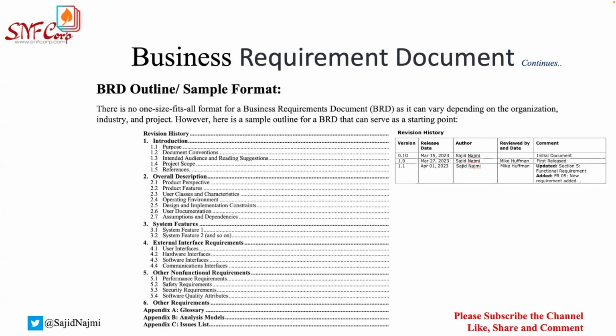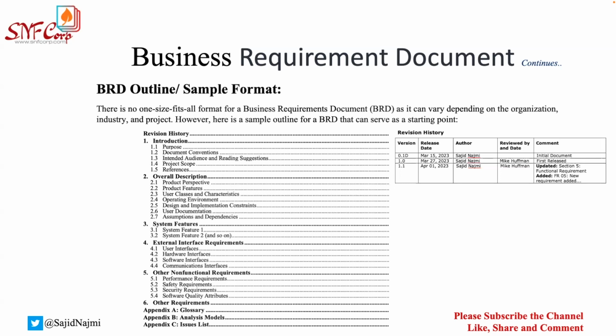So the initial document is 0.1D I've written. That was released on March 15, or probably March 15 I started working. Who started working? It's me. I've written my name there. Did someone review and approve? No, because this is the initial document.